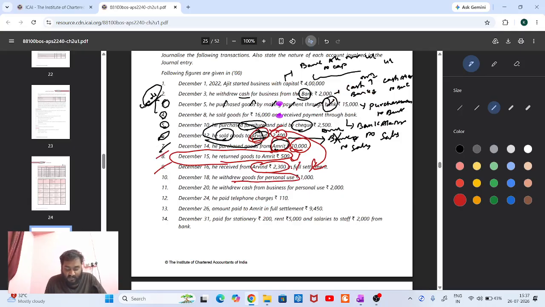Withdrew goods for personal use. Purchase is debit balance, right? Purchase is debit balance. There you go. Here. Purchase account debit to bank. So, in order we withdraw goods for personal use. What are the goods? Goods that are lying with us. Okay. How do we get those goods? We purchase those goods and we keep those goods. These goods are lying with us. And I am going to use these for my personal use.